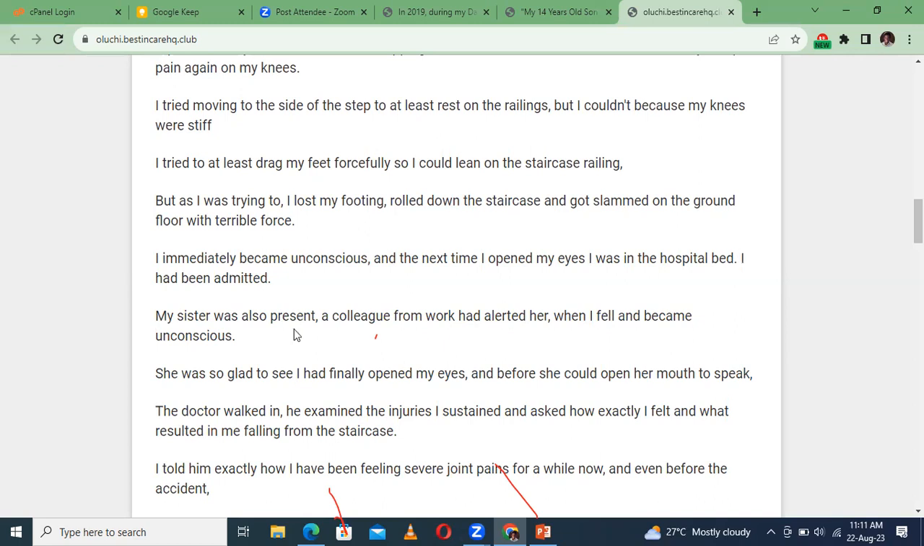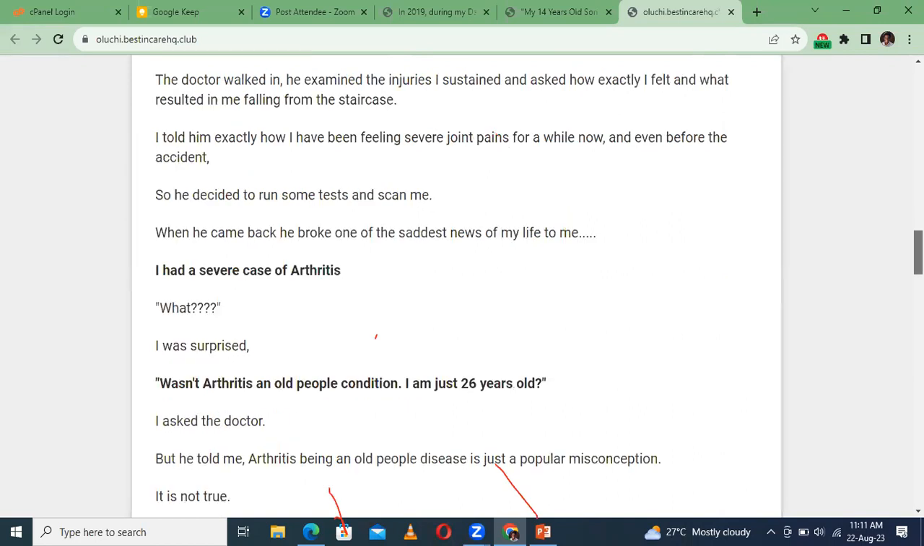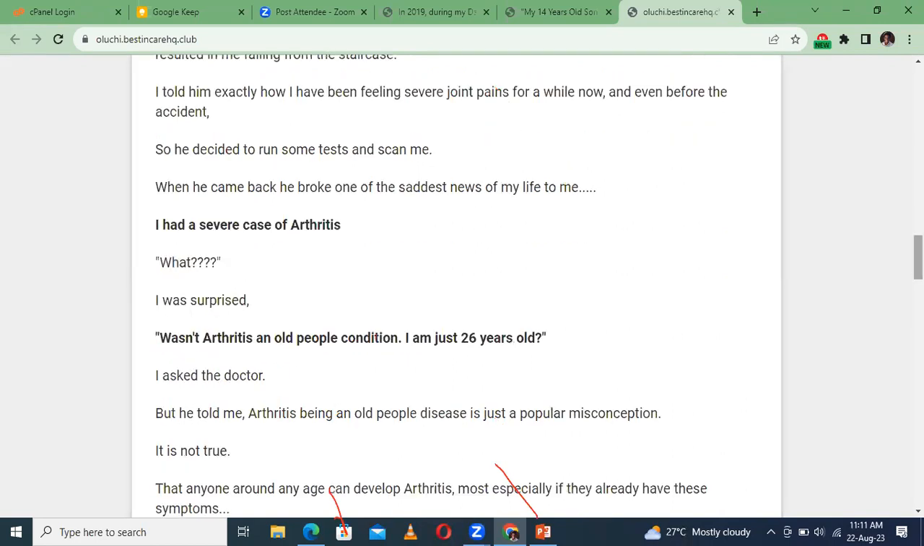I had been admitted. My sister was also present. A colleague from work had alerted her when I fell and became unconscious. She was so glad to see I had finally opened my eyes, and before she could open her mouth to speak, the doctor walked in. He examined the injuries I sustained and asked how exactly I felt and what resulted in me falling from the staircase. I told him exactly how I'd been feeling severe joint pain for a while now.